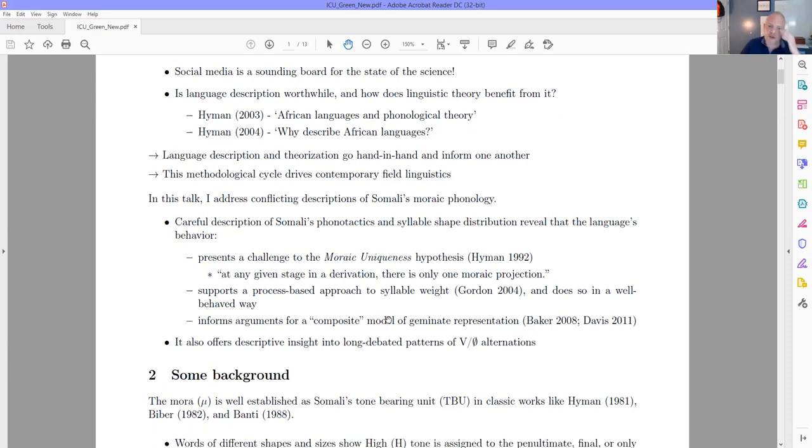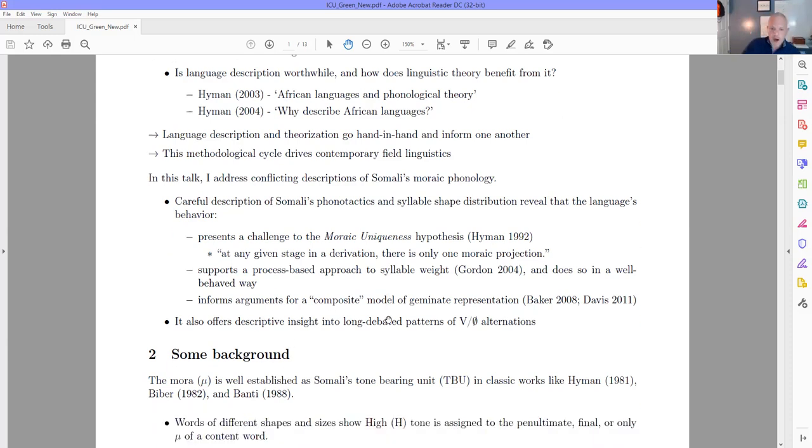These findings present a challenge to Hyman's 1992 moraic uniqueness hypothesis that says at any given stage in a derivation, there should be only one moraic projection. Well, what does this mean? It essentially means that all processes in a language that reference weight or quantity should count moras in the same way. Or yet another way to look at this is essentially if you're going to count consonantal moras at all in a language, you should do so for all processes.